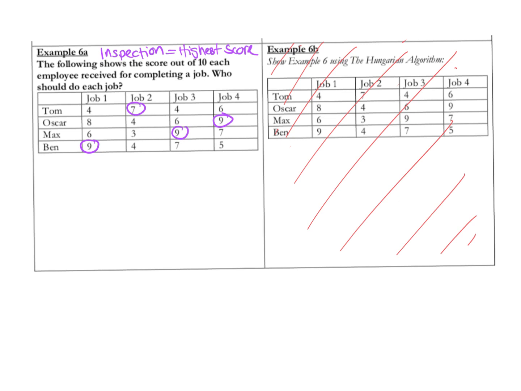Which looked like it evenly went out there. So Ben did job 1, so he'll do this one. Tom will do job 2. We're going to get Max to do job 3 and Oscar to do job 4. That was pretty easy, but you just had to take note that it was the highest. They wouldn't get you to do the Hungarian for that. They'll just do an inspection one you could do.